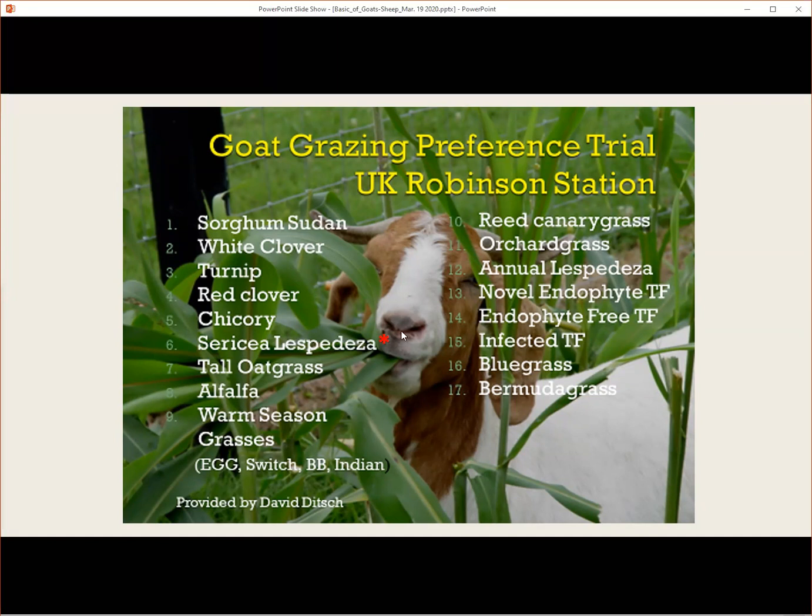I have a little red asterisk down here by Sericea lespedeza, and the reason for that is that particular legume is extremely high in tannins, and research has shown that the high level of tannins are effective in reducing the internal parasite load in goats and sheep. And so that's the only reason why I throw that in there, because typically we don't recommend Sericea lespedeza in a pasture, but for our small ruminants, we are beginning to look at that quite a bit.